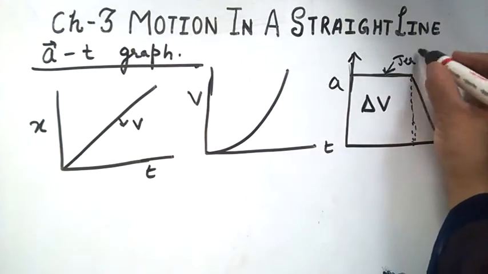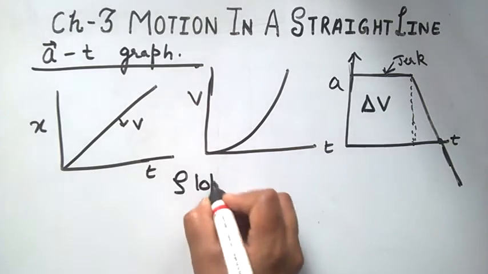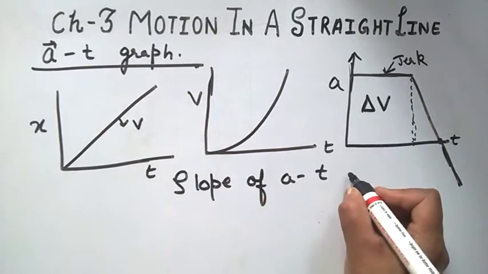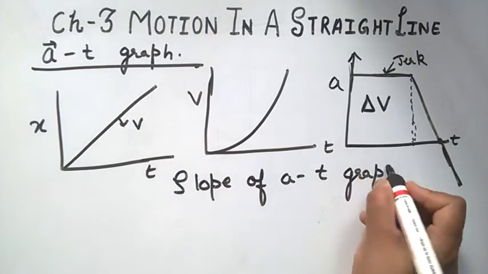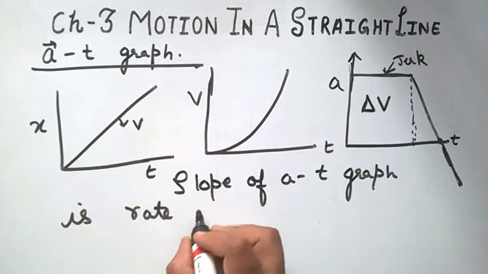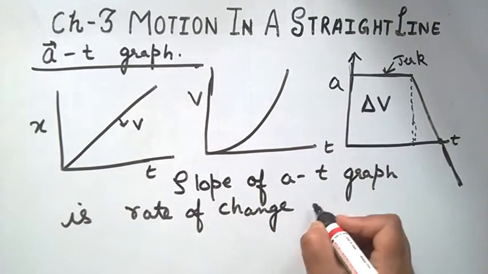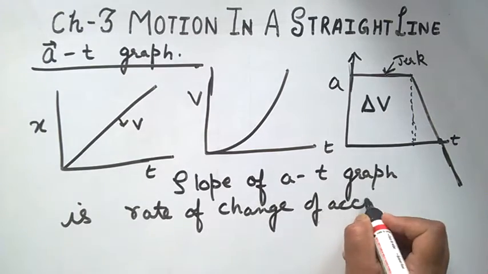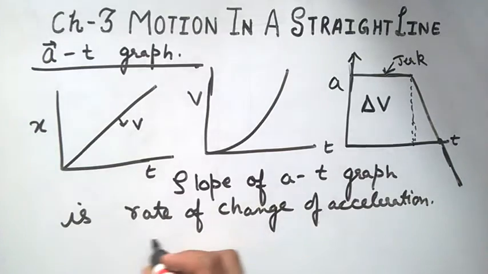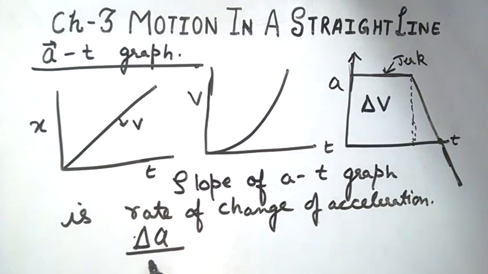This is jerk, or we can say that the slope of the a-t curve is the rate of change of acceleration. That is, it is given by instantaneous acceleration.